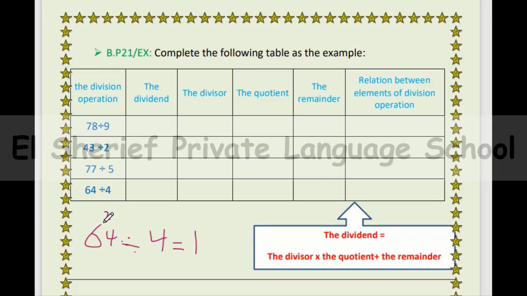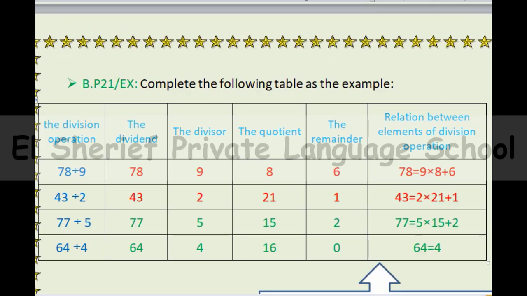2 is the remainder, because 6 minus 4 equals 2. So we get 24. This number becomes 24. 24 divided by 4 equals 6. That's right. So the result equals 16. The quotient equals 16, because 64 divided by 4 equals 16.